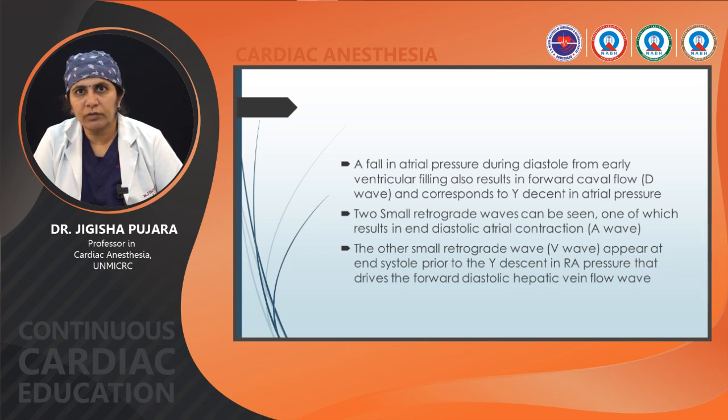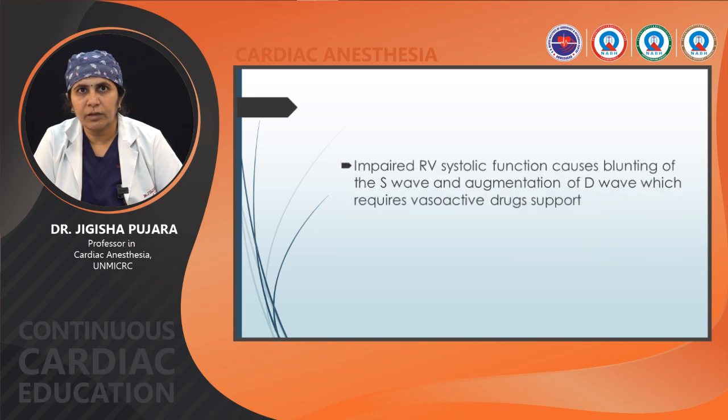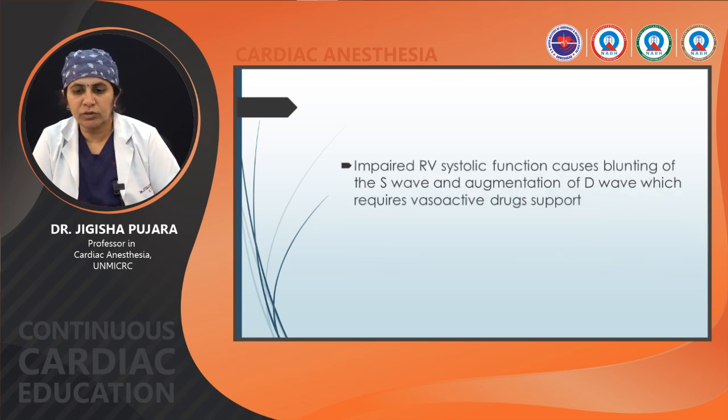Two small retrograde waves can be seen, one of which results from end-diastolic atrial contraction, that is the A wave, and the other small retrograde wave, that is the V wave, appears at end systole prior to the Y descent in the RA pressure that drives the forward diastolic hepatic vein flow wave. Impaired RV systolic function causes blunting of the S wave and augmentation of the reversal wave, which requires vasoactive drug support.